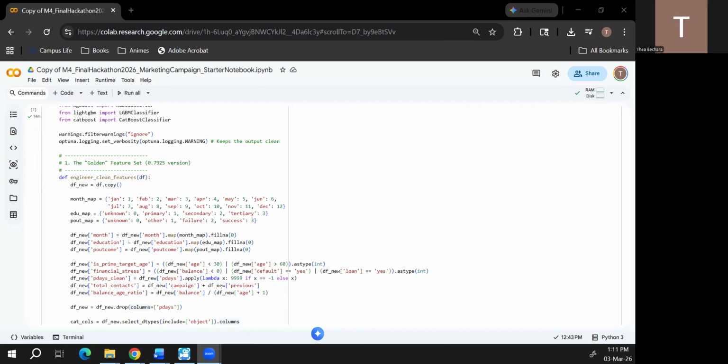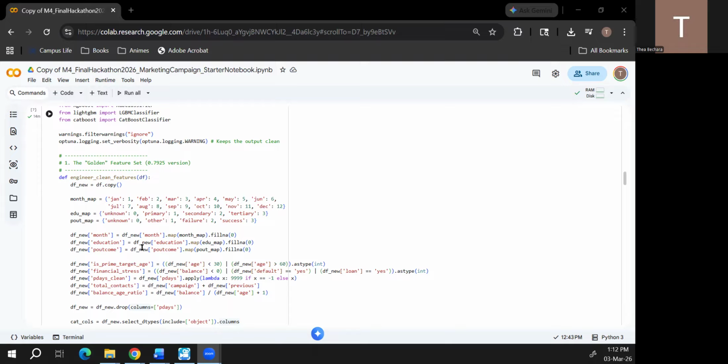In part one of my code, I focused on data representation. Rather than feeding raw data directly into the algorithms, I engineered golden features. For instance, a raw bank balance doesn't tell the whole story, so I engineered a balance-age ratio to give the model context on financial stability relative to the client's life stage.